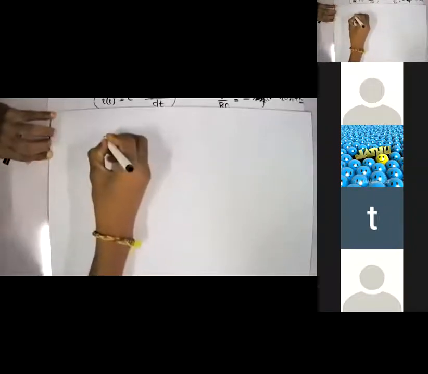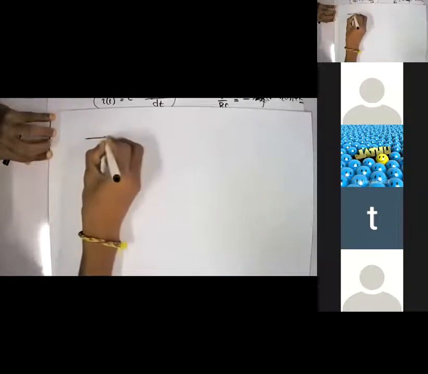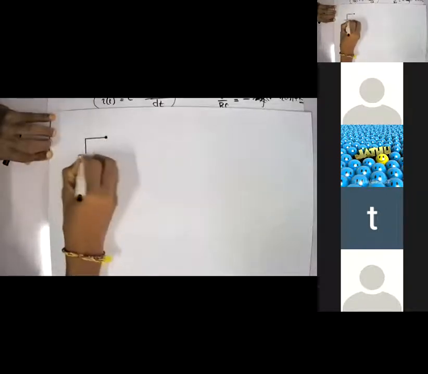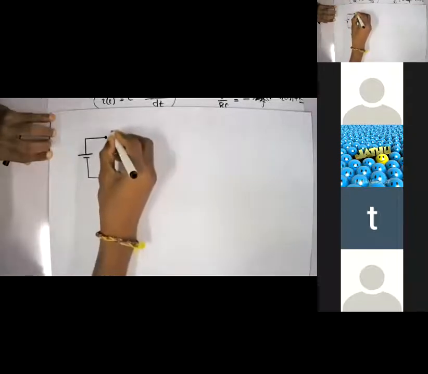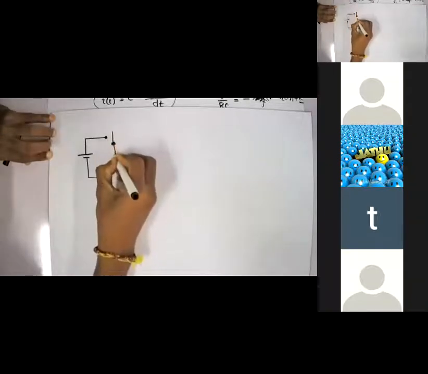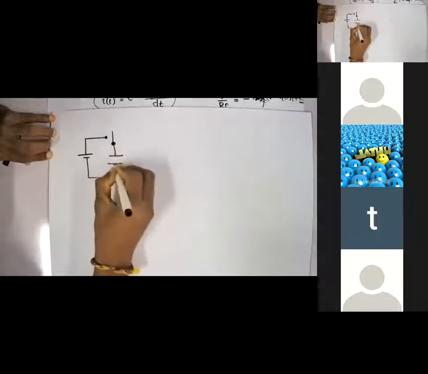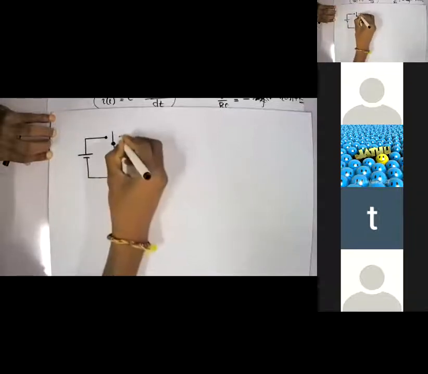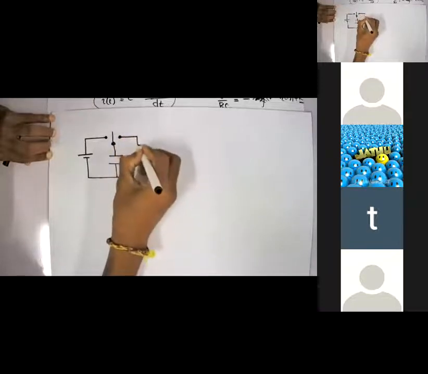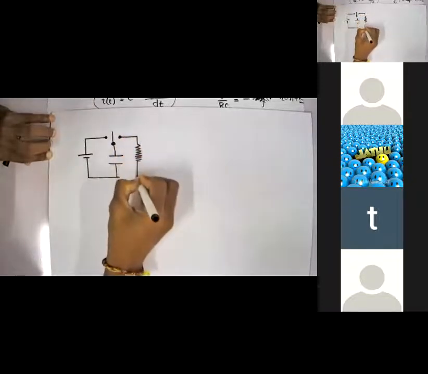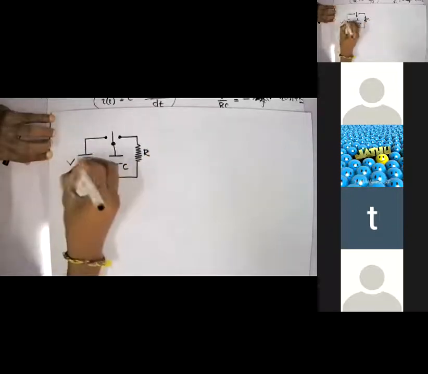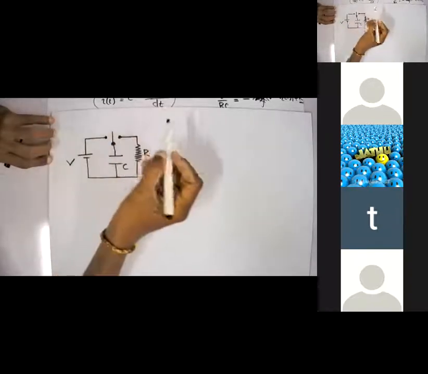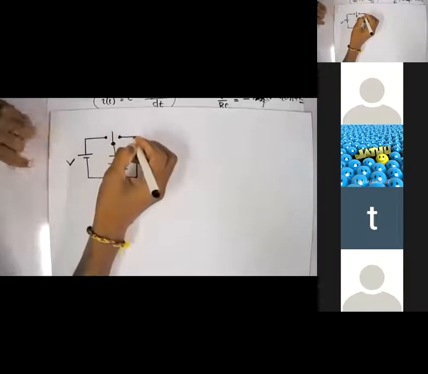Right, so I have a battery here, and then I have a capacitor with capacitance C. Then I have a resistor R, and the battery with EMF of E. And this is a two-way switch, right?